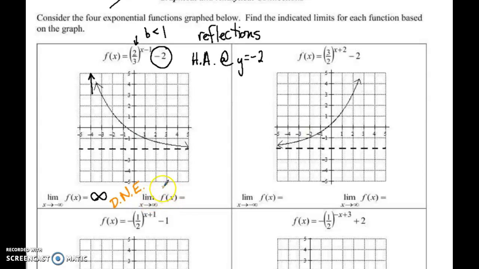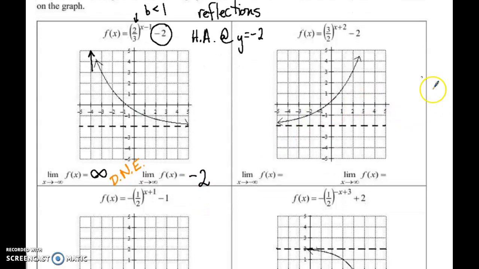Now, this next one has a definitive answer, and that's because as x goes infinitely to the right, there's definitely a y value that this graph is getting closer and closer to, and that's the horizontal asymptote of -2. So this one has to say -2. There's no other option there. Now this next picture, maybe I should change colors, is really the same thing.